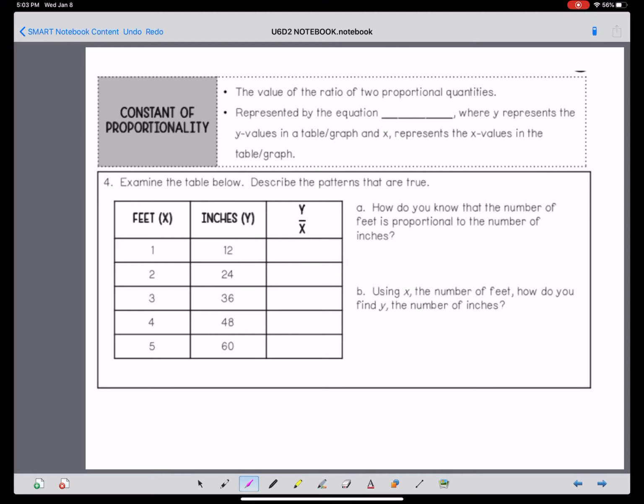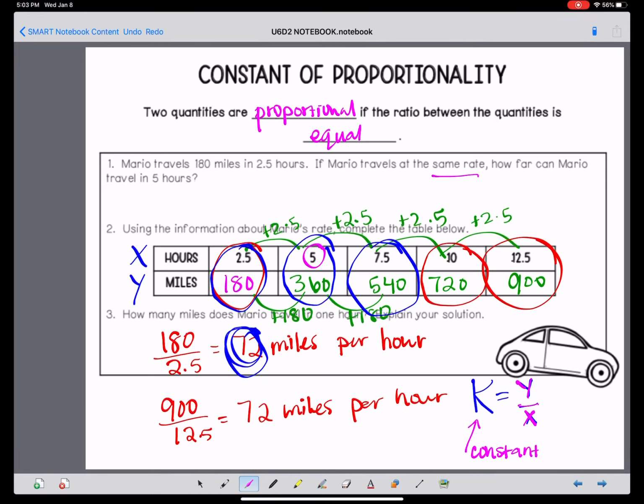So the idea of finding the constant is represented by an equation, the equation that we just barely talked about, and you're going to need to know it. Here it is. Our constant is equal to our y value divided by x. And just like this bullet point up here, the constant is the value of the ratio of two proportional quantities. So just like in the screen before, when our quantities are going up by the same amount each time, our ratio is proportional.